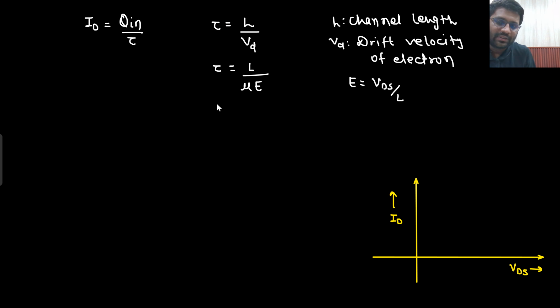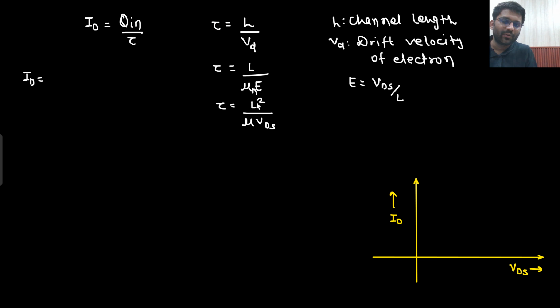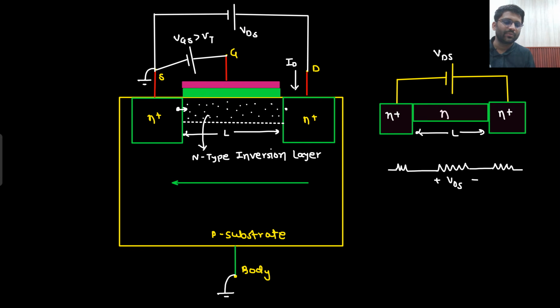So your tau would be simply L over mu times Vds by L, so this would become L square over mu Vds. This would be your tau. So what will be your ID? ID is, and here you are talking about electrons, so I can put mu n, because electrons will be traveling, no? So mu n I can put here.